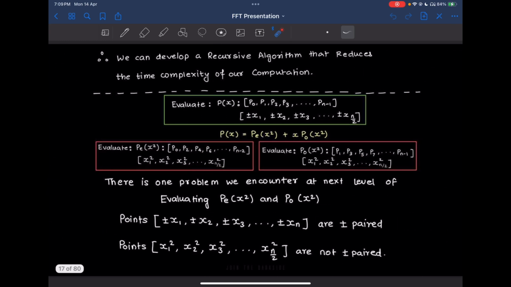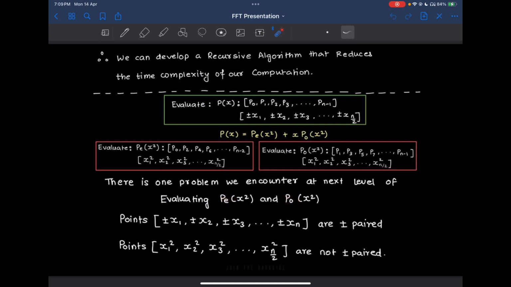So we can develop a recursive algorithm that reduces the time complexity of the computation. We have an n minus 1 degree polynomial. It is evaluated at n by 2 points that are positive-negative paired, obviously a total of n points. Then we further evaluate these small polynomials, the even and odd polynomials generated by splitting this p of x. But there's one problem that we encounter at the next level of evaluating p of x squared for the even part and odd part.